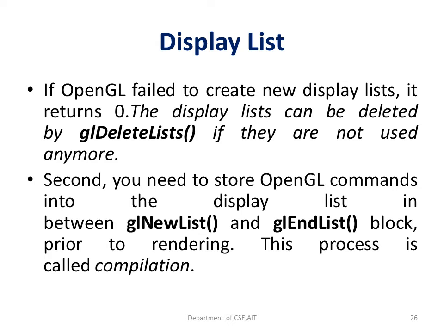Then we have a set of APIs, glNewList and glEndList. That means they will always come as a pair. Whenever you want to write any OpenGL commands into the display list, you have to write them between the APIs glNewList and glEndList. After it has been written, we compile it and then it goes for rendering. That means for the final display, first we have to write the set of statements between glNewList and glEndList. Those statements will be compiled and rendered.